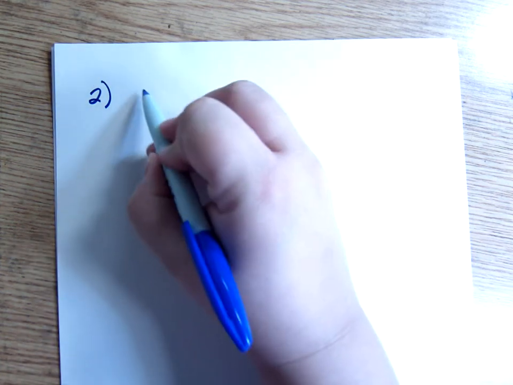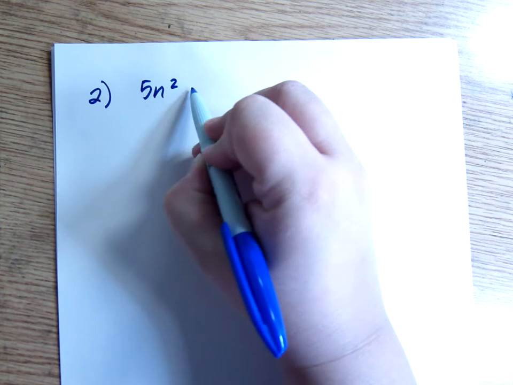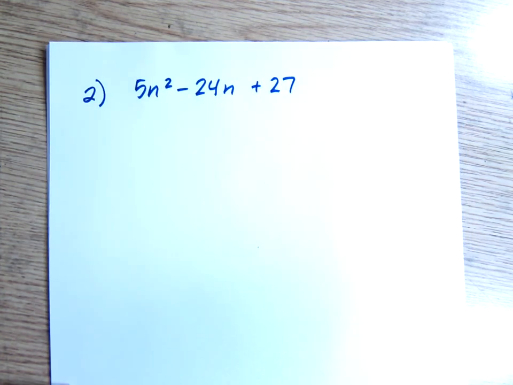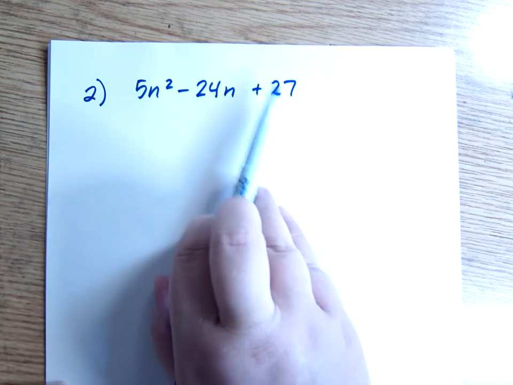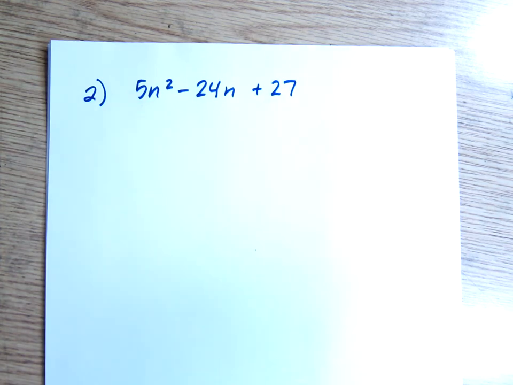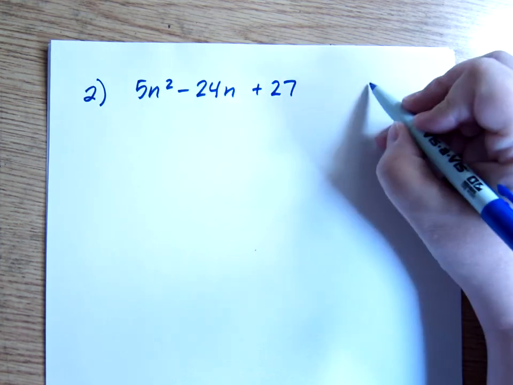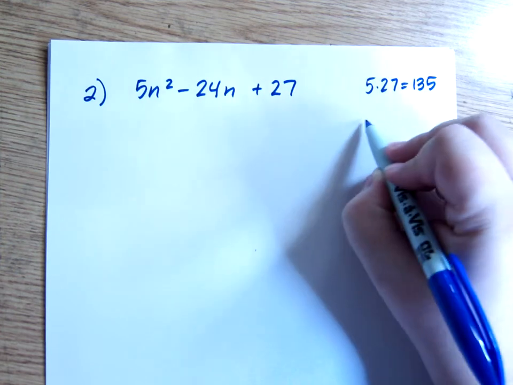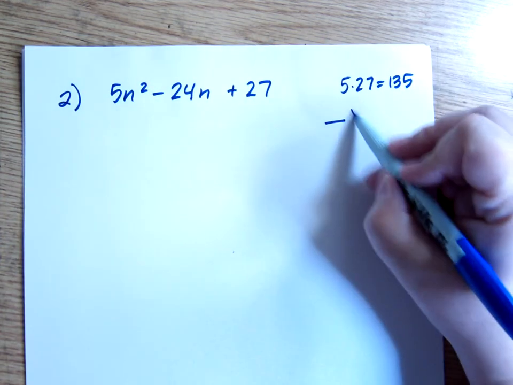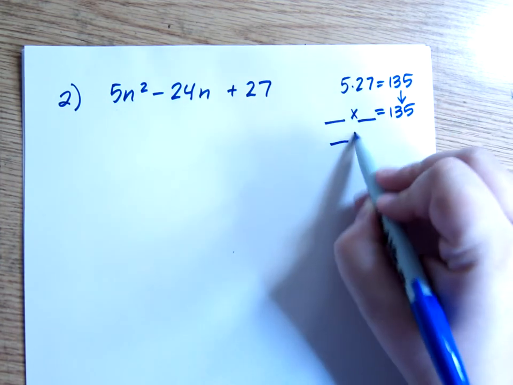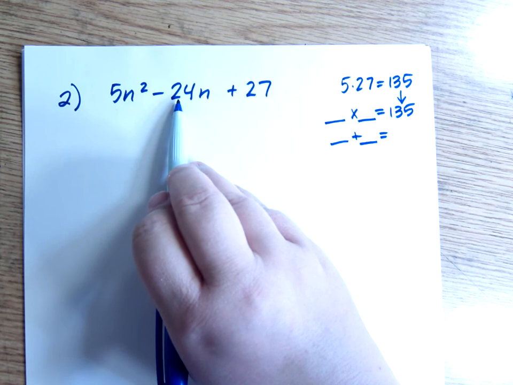Okay, so on this one you are factoring 5n squared minus 24n plus 27. So step one is to multiply my a and my c, the number in front of the first term and the last number. So 5 times 27 is 135. So now I'm looking for two numbers that multiply to give me that number that I just found, 135, and add to give me the b, the middle term, which is negative 24.